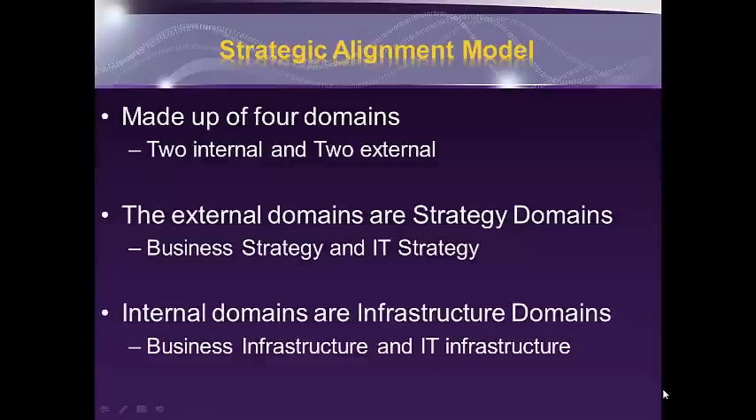The strategic alignment model is made up of 4 domains, 2 internal and 2 external. The external domains are strategy domains based upon business strategy and IT strategy. Internal domains are infrastructure domains based on business infrastructure and IT infrastructure.